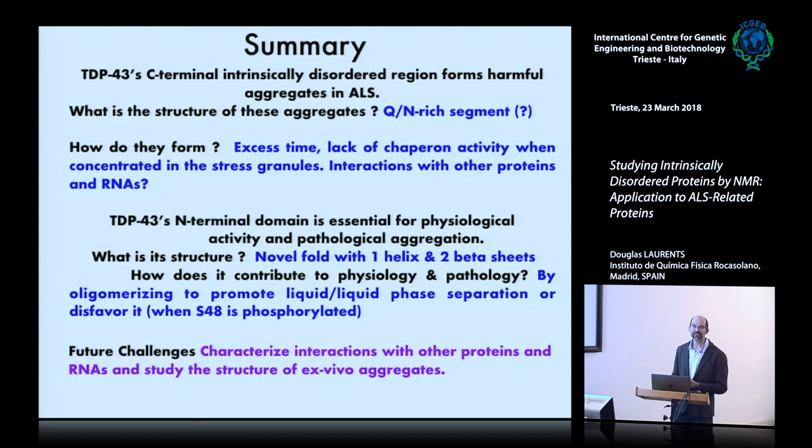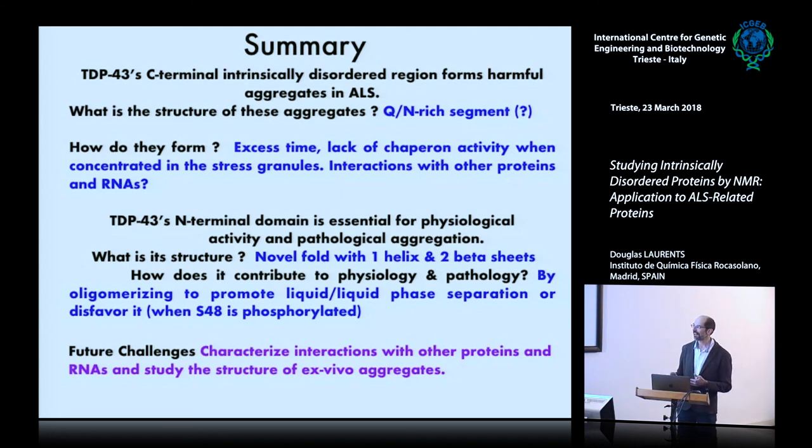How do they form? Maybe it's due to an excess of time or lack of chaperone activity in the stress granules, interactions with other proteins or RNAs. We've seen that the TDP43 N-terminal domain is essential for the physiological activity, but also the pathological aggregation. What's its structure? It has a novel fold with one alpha helix and two beta sheets. How does it contribute to physiology and to the pathology? From our results and also those of Pauli Mendius and Fauzi's lab, we've seen that it helps oligomerize to promote liquid-liquid phase separation, but the phosphorylation of the serine 48 could disfavor this process. So that's a regulation switch.